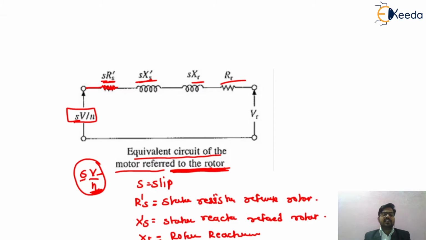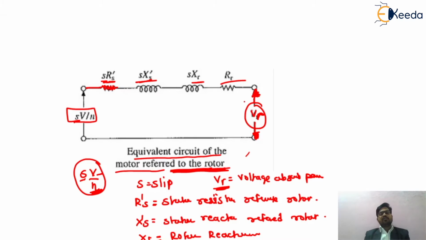And RR is called the rotor resistance, and VR is basically the voltage across the source, because as we know, we are injecting a power called slip power into the rotor circuit. So what do you mean by VR? VR is the voltage absorbed by your rotor resistance. Okay, so this is called VR.